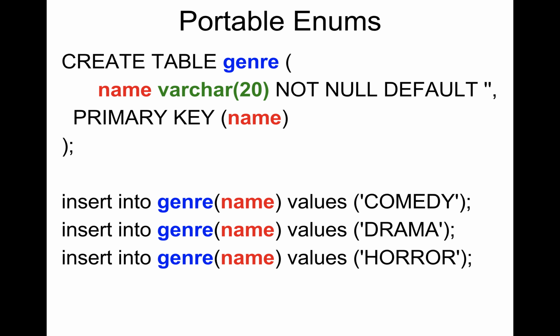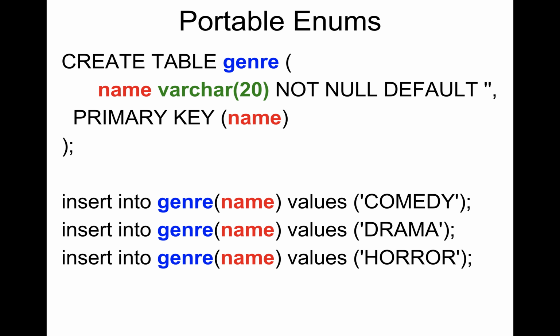I would ask you to use what are sometimes referred to as portable enums. This is an implementation of enumerated data types that can be used in any version of SQL. So what you could do is create a genre. Here's an example of using a genre for movies or books, where you have different genres for comedy, drama, and horror. And so you can create a table where you have a name field that can hold a varchar, and that name is a primary key.